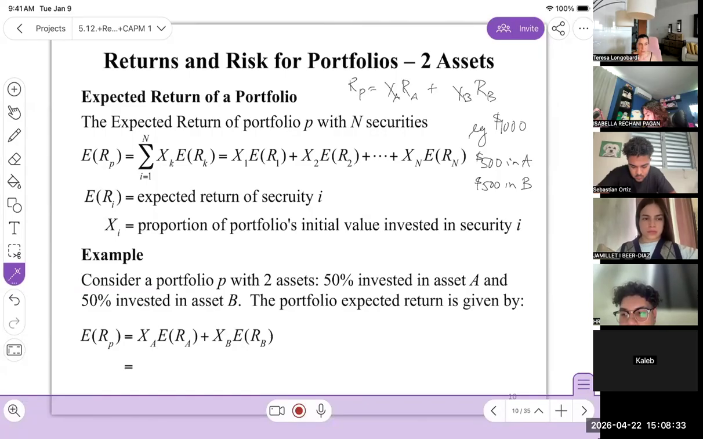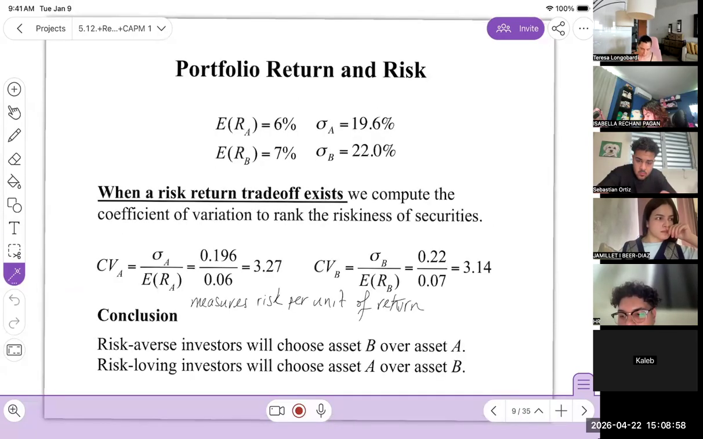If you're thinking of combining two random variables with two distributions, we're going to add them in this way. We're going to take a fraction of A's return and a fraction of B's return and put them together. How is that going to change the expected return? So I'm going to grab this information here.